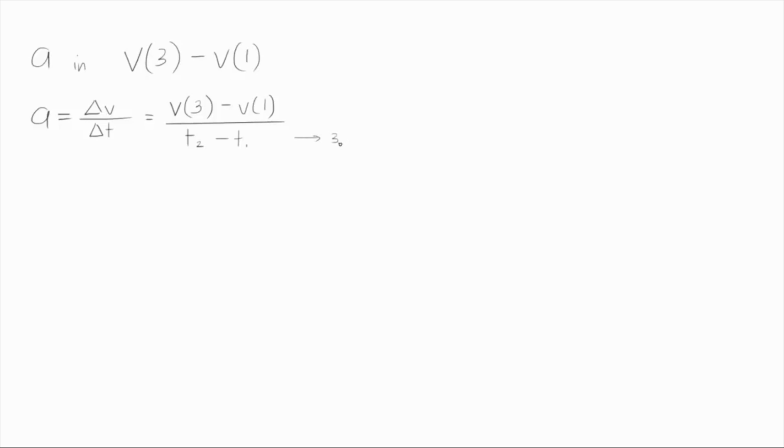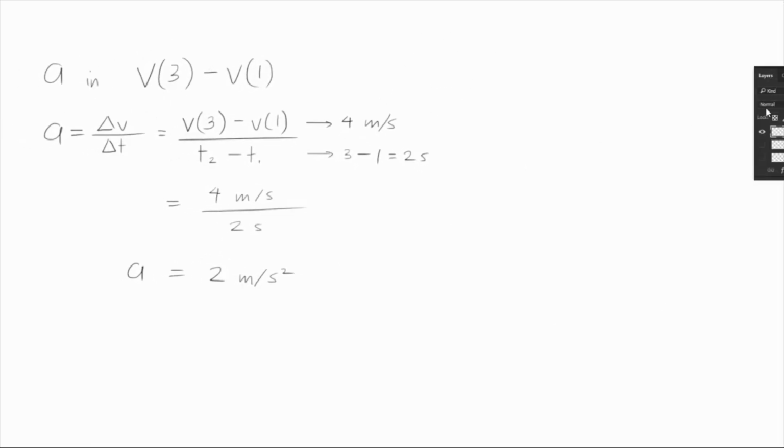Now move along. The average x acceleration can be solved when you take the change in velocity, shown as delta v, and divide it by the change in time, delta t. Fortunately, we already solved for the delta v, which is 4 meters per second, and the delta t is simple math, 2 seconds. So 4 meters per second divided by 2 seconds is 2 meters per second squared.